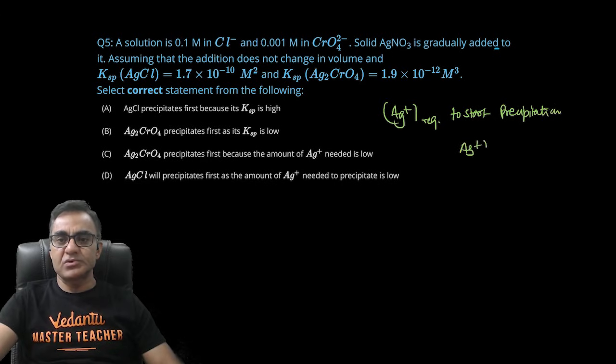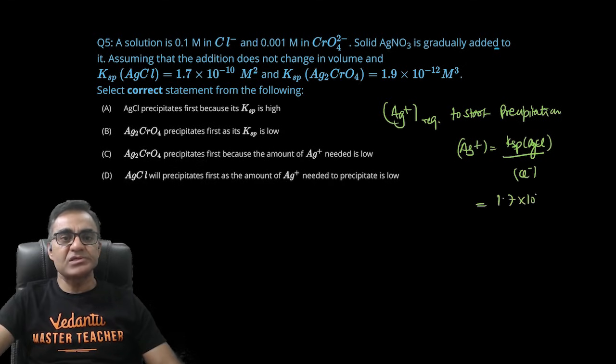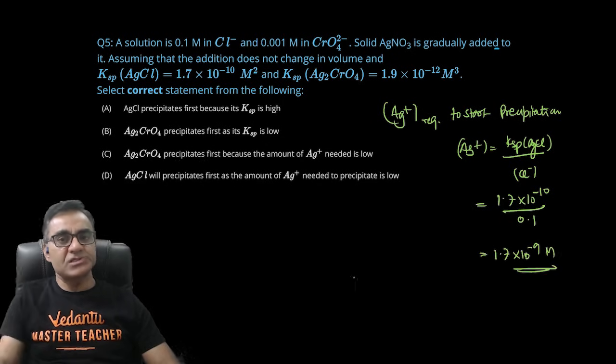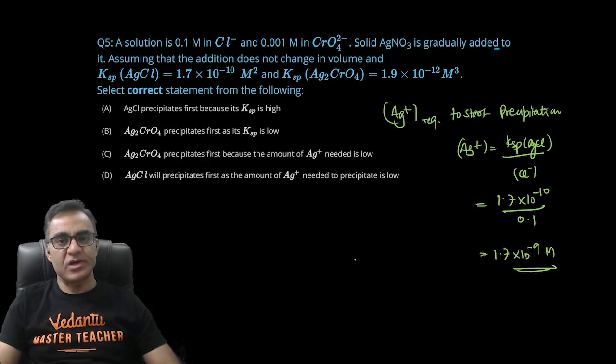Ag plus is equal to Ksp of AgCl divided by chloride ion concentration. Ksp of AgCl given है 1.7 into 10 raised to the power minus 10 and chloride ion concentration है 0.1, so it's 1.7 into 10 raised to the power minus 9 molar. यानी इतना Ag plus डालते ही AgCl का precipitation शुरू हो जाएगा.